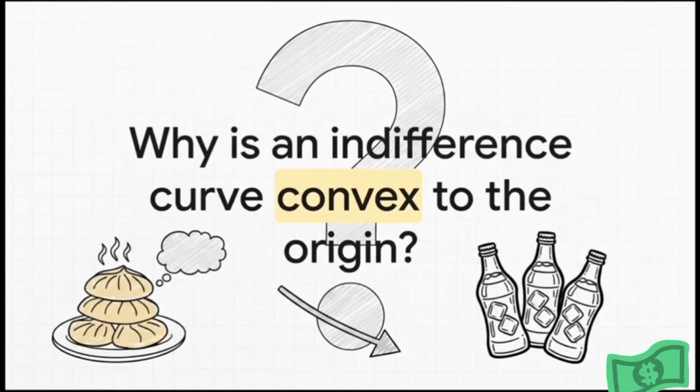So let's connect those dots right now. Pause and think about it. Why is that indifference curve convex? Well, like we just said, it's all because of the diminishing marginal rate of substitution. When you already have a ton of momos, you don't really value the next one that much. But at the same time, you have very few cold drinks, so you value each one a lot. That's why you're only willing to give up a tiny bit of your precious cold drink for one more momo.